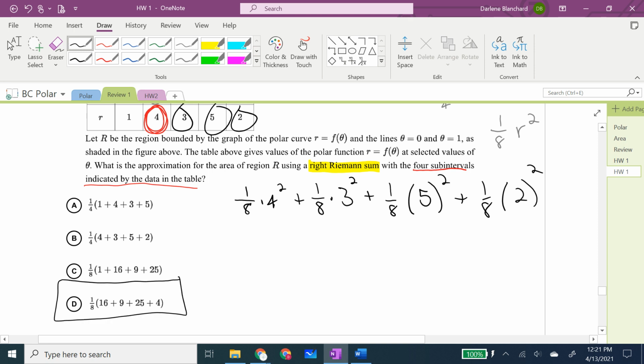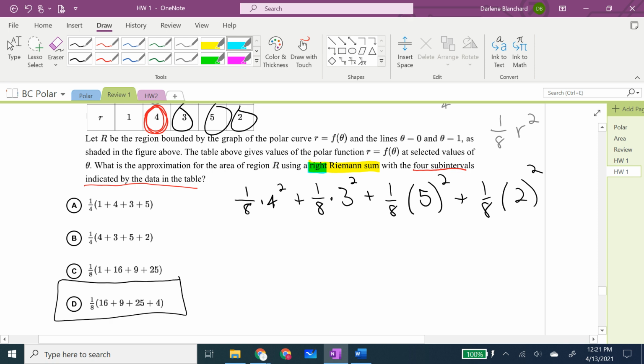Now I want you to think about what they are definitely going to try to trick you on. I can see one thing that I know they will always try to trick you on when it gives you a right Riemann sum. If they give you a right or a left Riemann sum, I guarantee you with multiple choice, you're going to have one of the answers as a right, one of the answers as a left. So be careful with that issue more than anything else. Be careful with that issue.